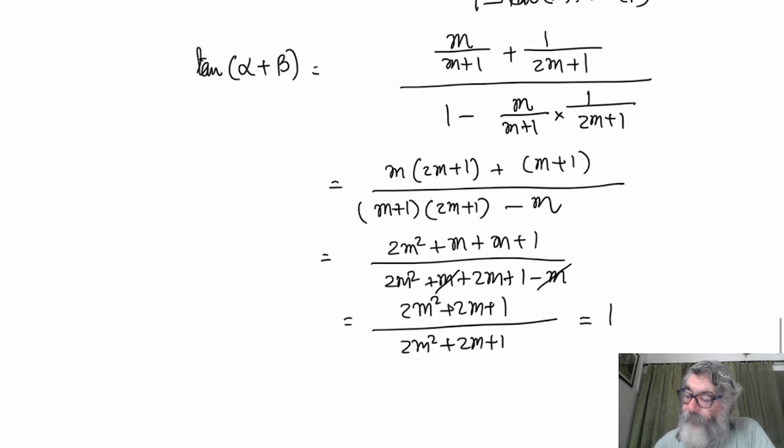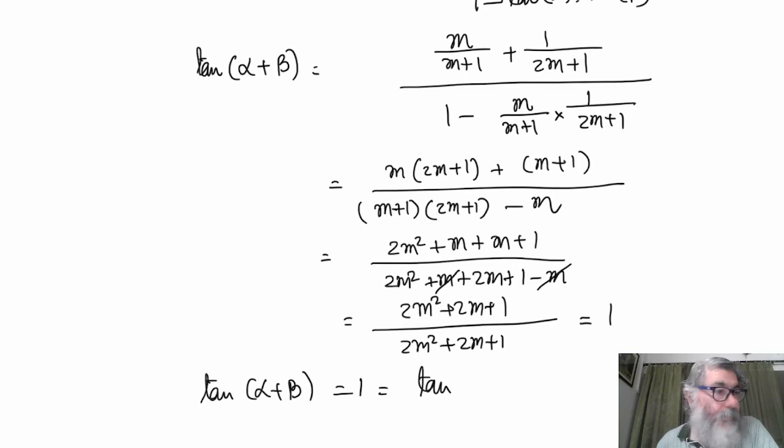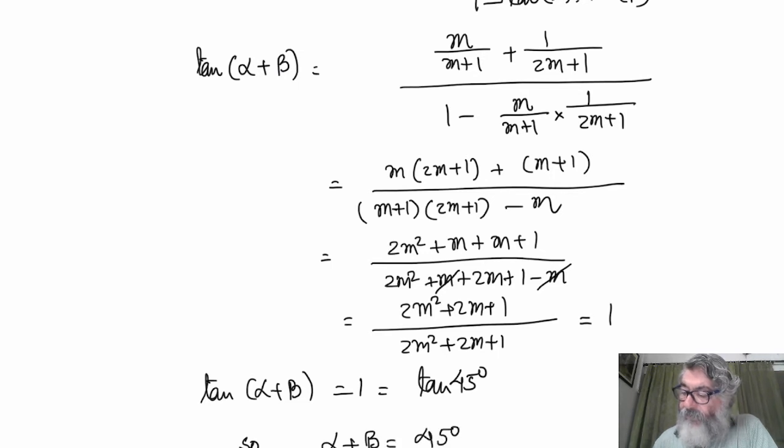Hence tan of alpha plus beta is going to be 1, which is tan 45. The value of tan alpha plus beta is 1, means tan 45. So alpha plus beta will be 45 degree.